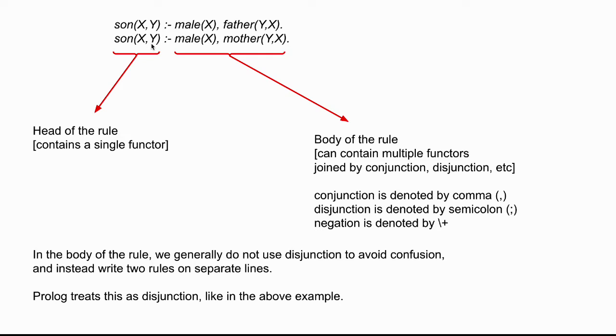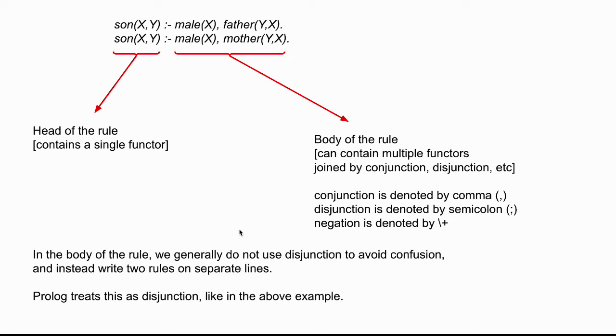In the rules that we had, the left hand side of a rule is called the head of the rule. The head of the rule always contains a single functor, so the left hand side can never contain multiple functors. The right hand side is the body of the rule. This can contain multiple functors which are joined by conjunction or disjunction or negation or other such connectives. Conjunction is denoted by comma, disjunction is denoted by semicolon, and negation is denoted by backslash and plus.